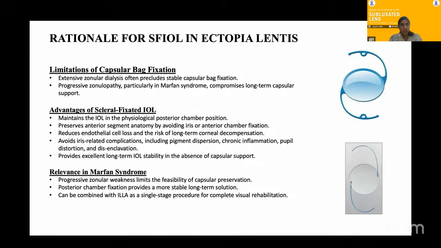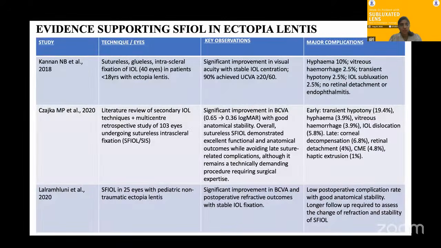Now, what are the advantages of scleral fixated intraocular lens over other secondary IOLs? First thing is it maintains the intraocular lens in the physiological posterior chamber position. It reduces the endothelial cell loss and risk of long-term corneal decompensation that would be seen in anterior chamber IOL. It avoids iris-related complications like pigment dispersion, chronic inflammation, pupil distortion, and dislocation that are encountered in iris claw IOLs. So it can be combined with intralenticular lens aspiration as a single-stage procedure for complete visual rehabilitation. This is some of the evidence supporting the glued IOL in ectopia lentis.